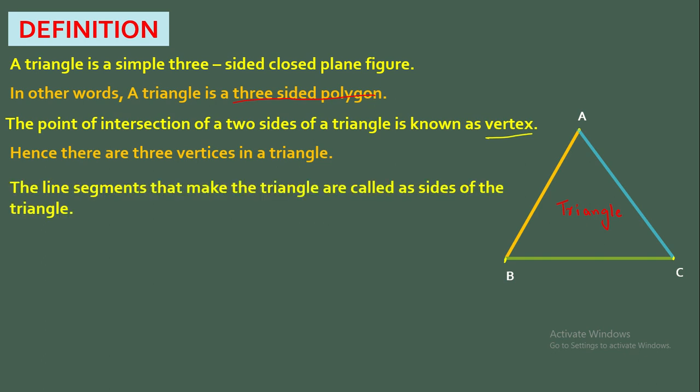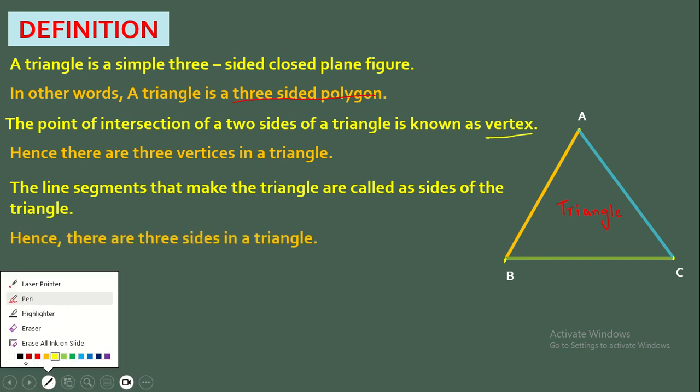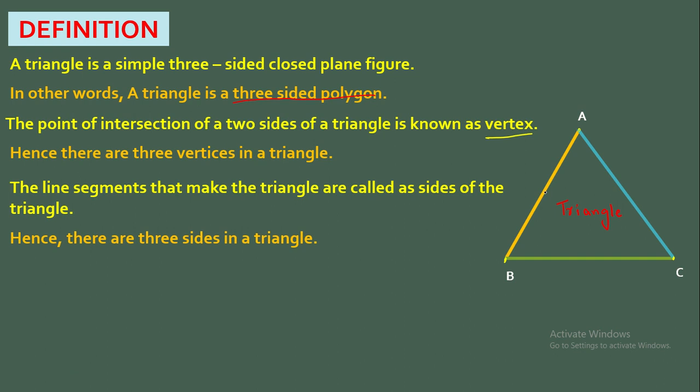Similarly, the line segments that make the triangle are called sides of the triangle. So there are three sides in a triangle. Just like here, we have the side AB, similarly side BC, and we have the third side as side AC.